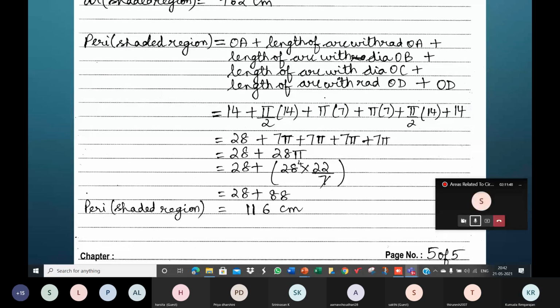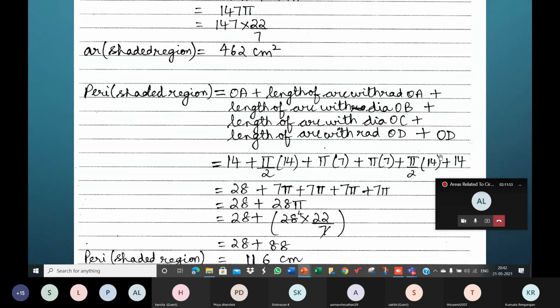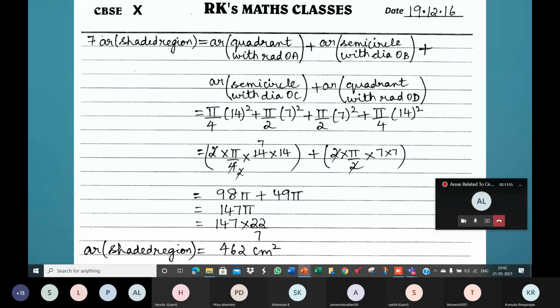Area is the area of the 2 quadrants plus the area of the 2 semicircles. See, so here calculation is easy, but you should be careful in taking the values. And sometimes for a semicircle, we forget to write pi r square by 2. The area of a semicircle is pi r square by 2. We forget that by 2, we just take pi r square. So there we have to be careful.